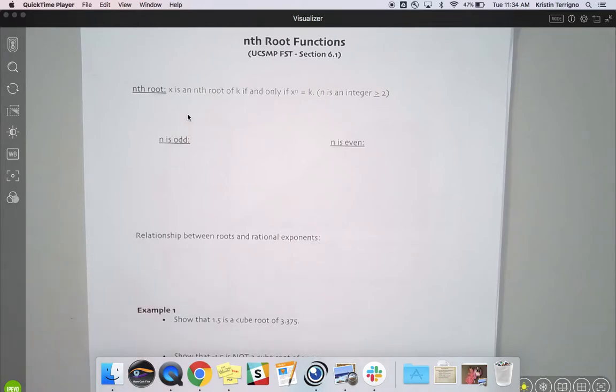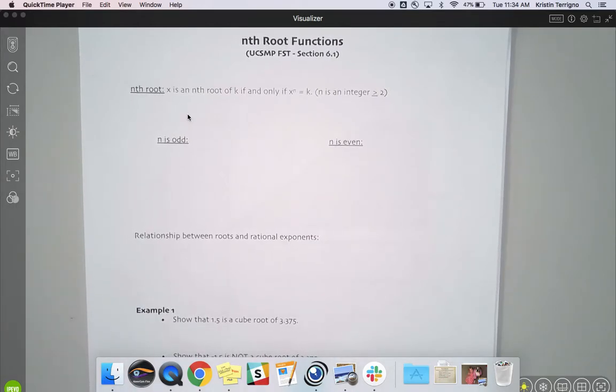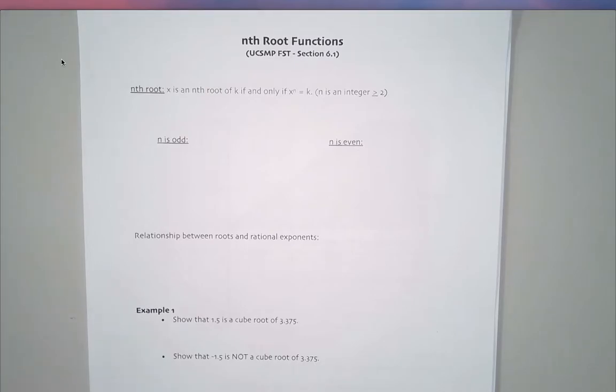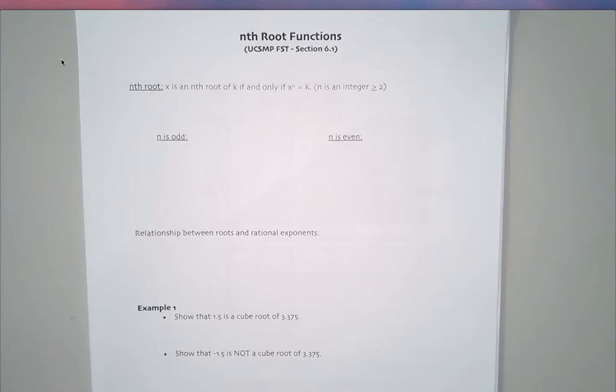Hi everyone. This lesson is on nth root functions, and by nth root, that's really just a stand-in for any number that we want to use. So cube root, square root, fifth root, whatever. This lesson is really a hodgepodge review of some things that you did back in Algebra 1. So a lot of this should sound familiar to you.